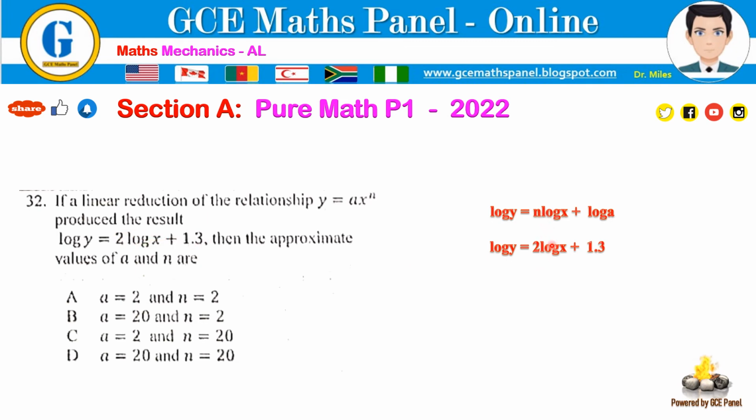So from here, equating coefficients, log y is equal to log y. 2 log x is equal to n log x, so n is equal to 2 from here. And log a is equal to 1.3. N equals 2, and from here, our a will be equal to 10 to the power 1.3, which is equal to 20. Because log a is equal to 1.3, therefore a is equal to 10 to the power 1.3, which is 20. Our key here is B.